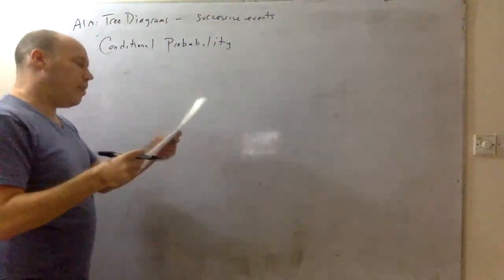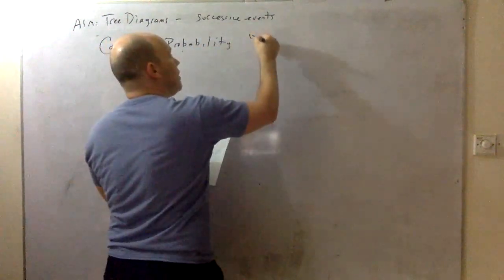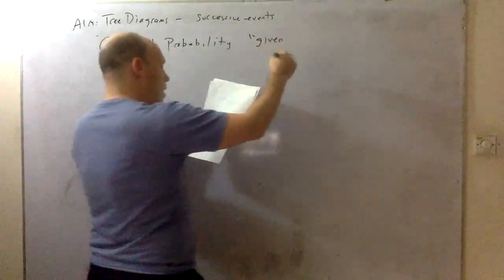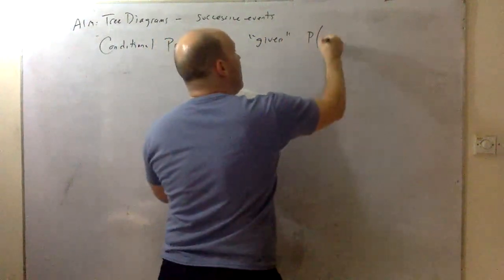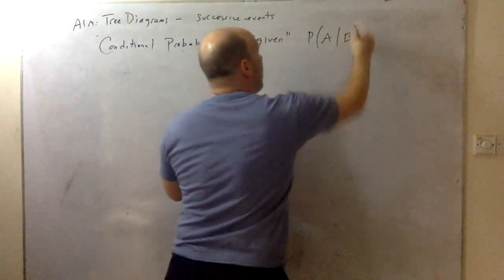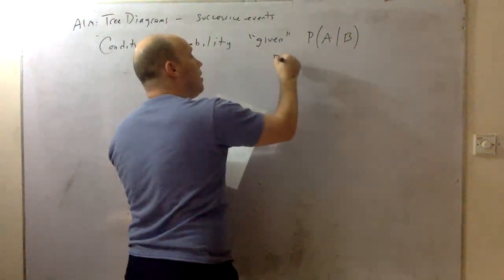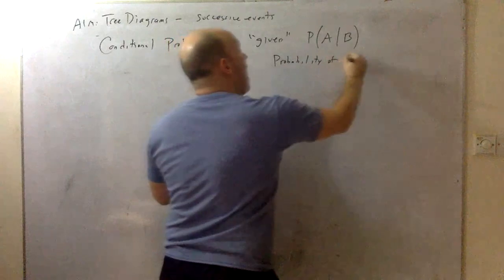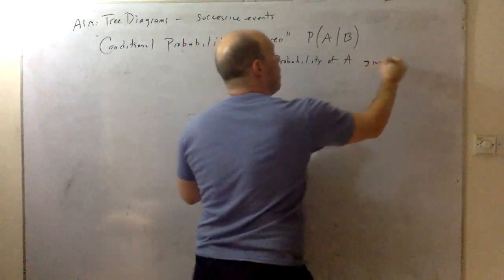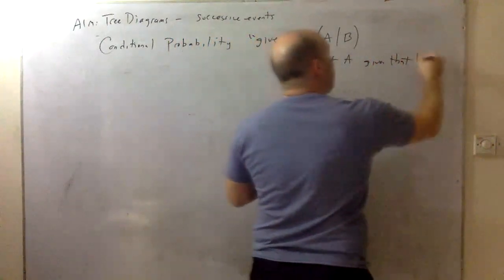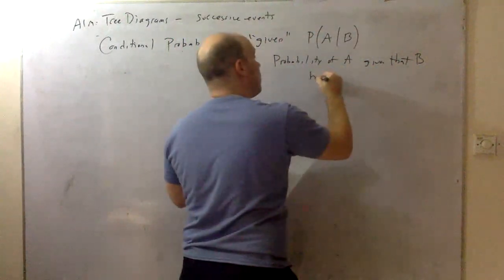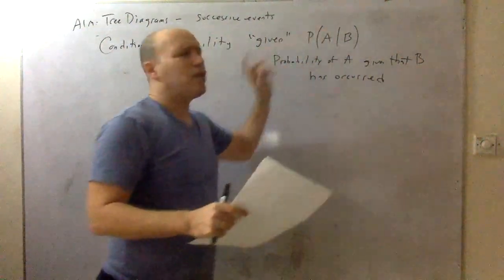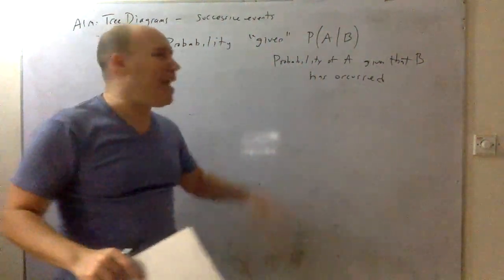Probability. And so the idea is this word you're going to see is "given." Okay? And so the notation is you're going to see P(A|B). And this is read as the probability of A given that B has occurred. Now I know the orders of the letters. They have to put A and B.